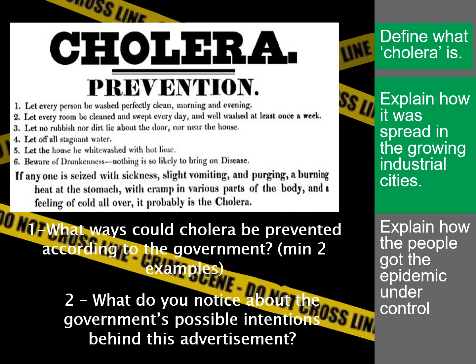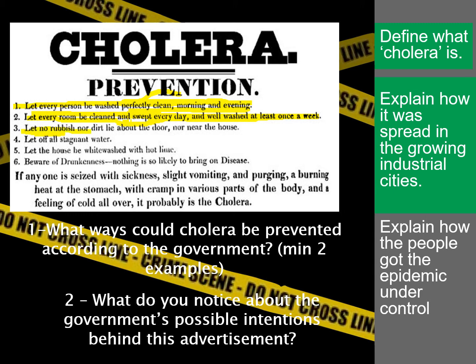And there's 6 kind of things that you should definitely do on this list. Number 1, every person needs to be washed perfectly clean morning and evening, which is actually a really good thing to do, but will not prevent you having cholera. Number 2, every room needs to be cleaned and swept every day and well washed at least once a week. Again, very good practice, but again will not stop you having cholera.